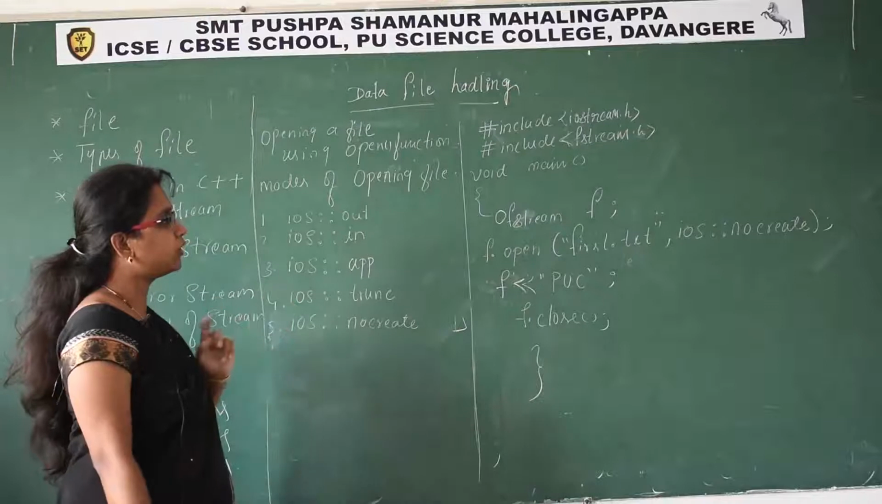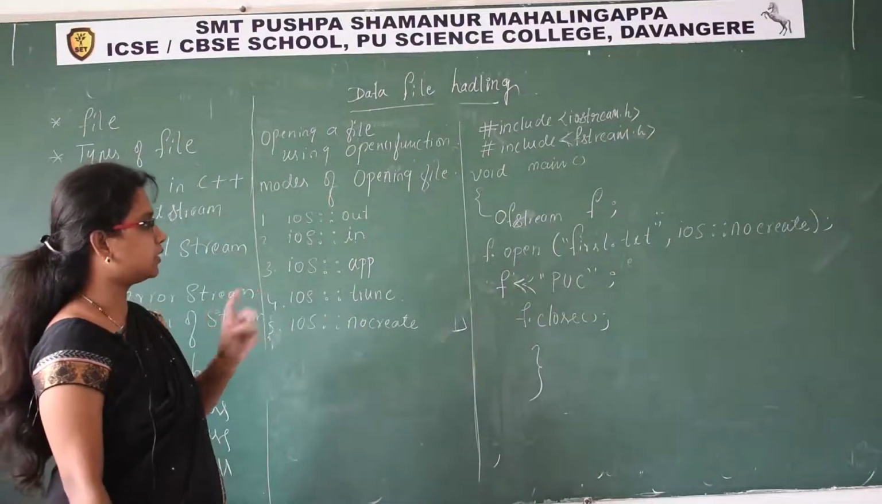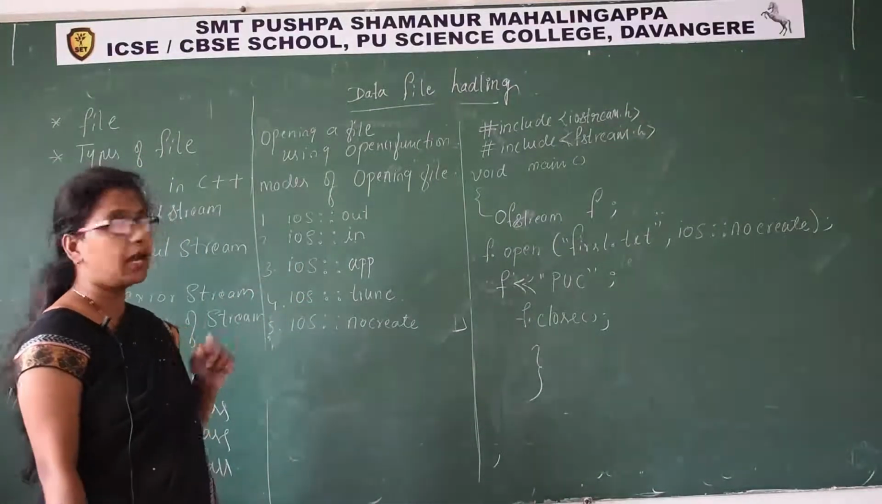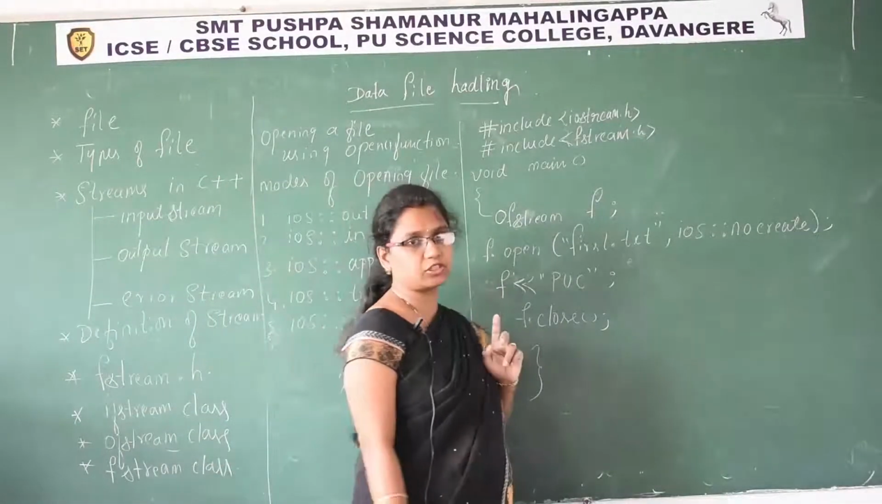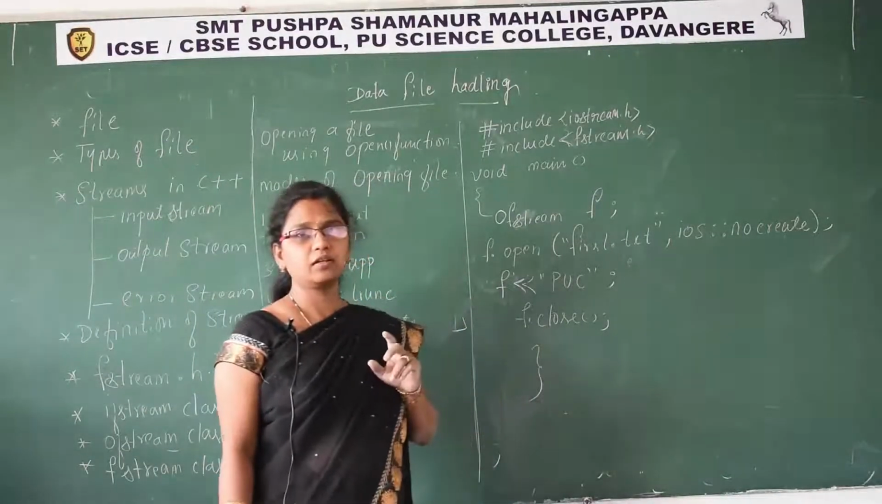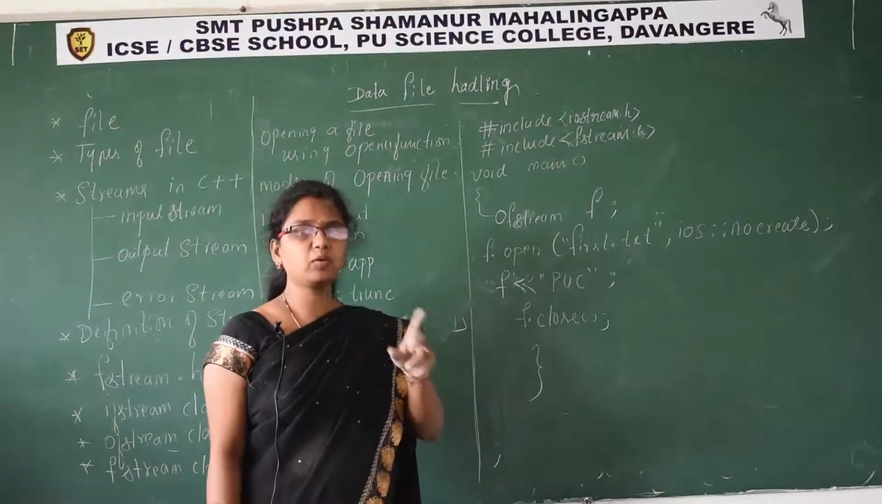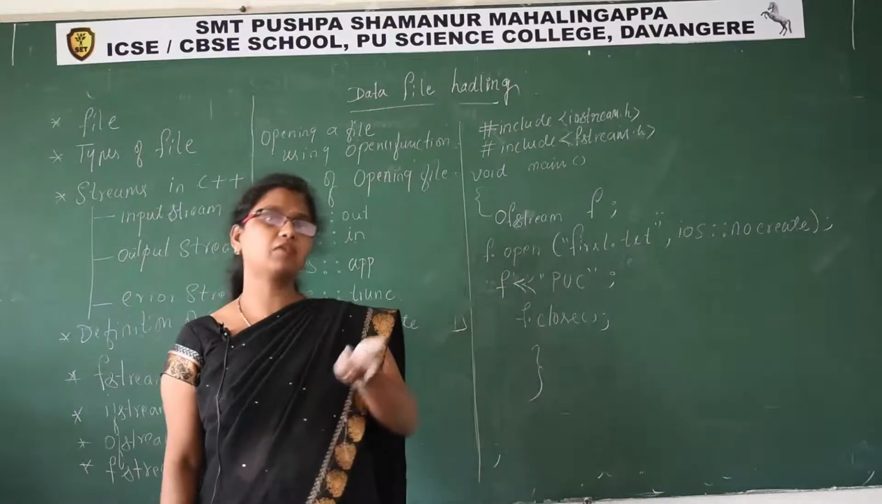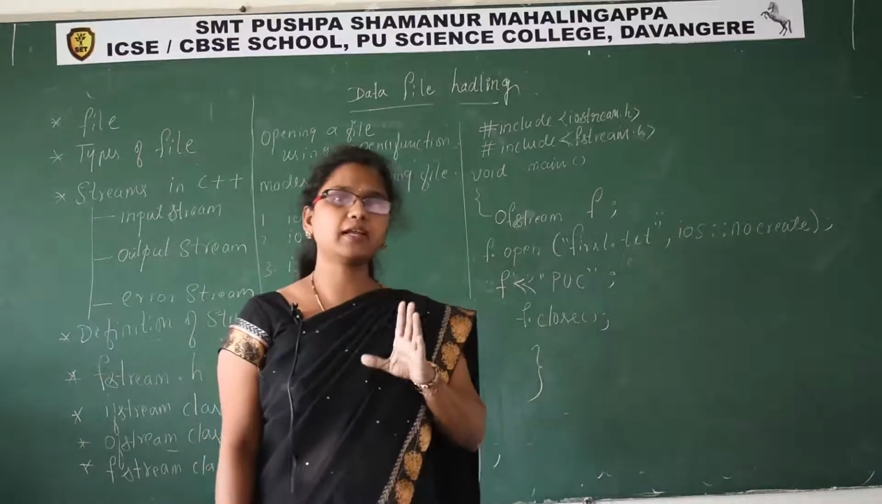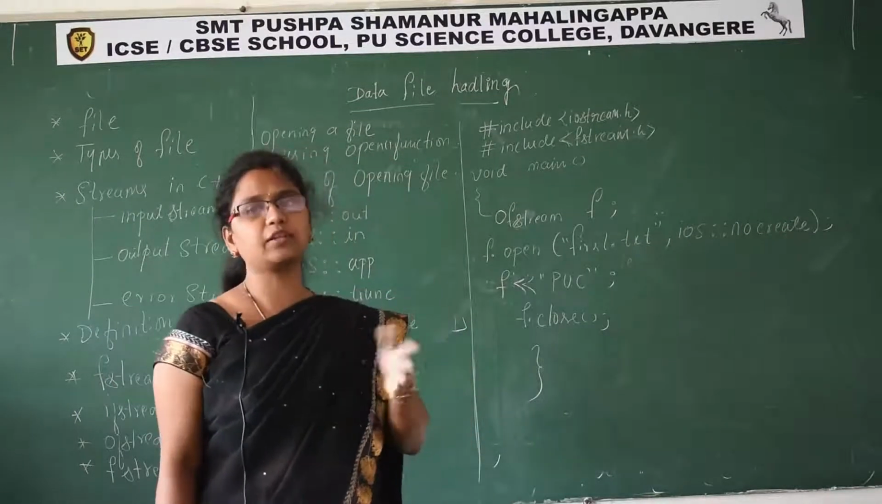And one more point you have to understand: in a text file, at any given time it performs only one type of operation. When you open a file, you can perform only one kind of operation. If you want to perform another operation, first you have to close the file, and again you have to open the file in a different mode.